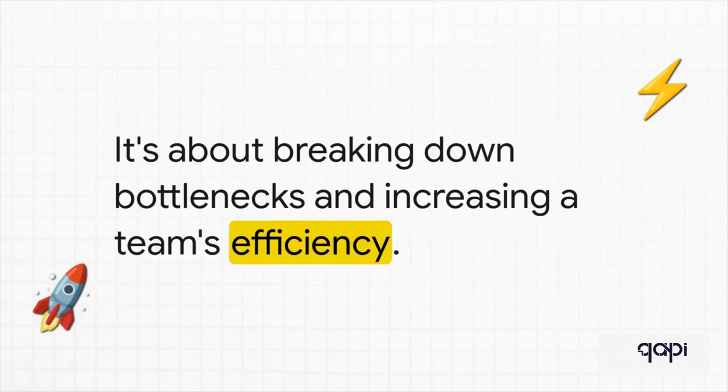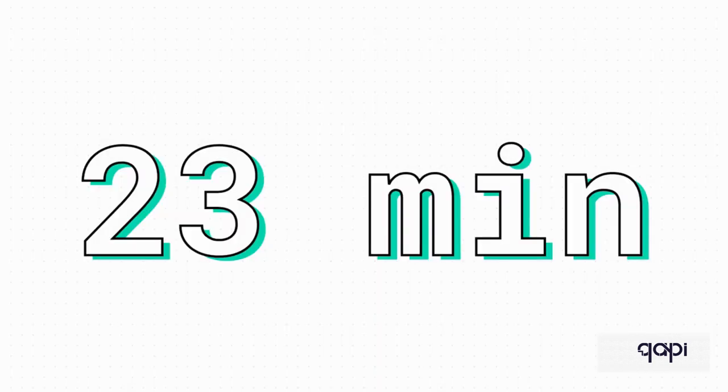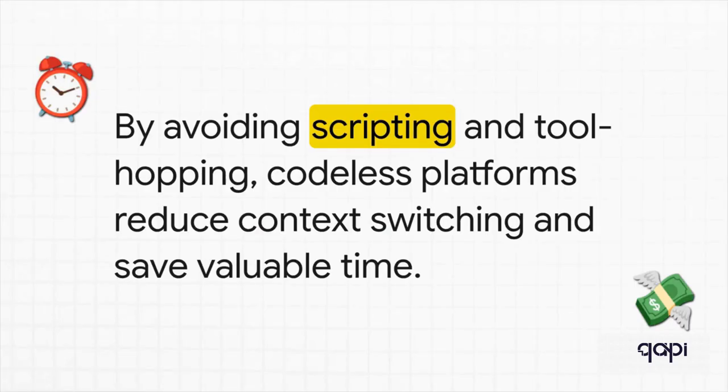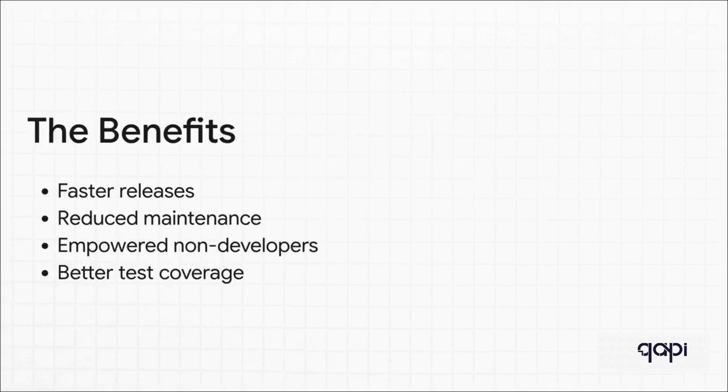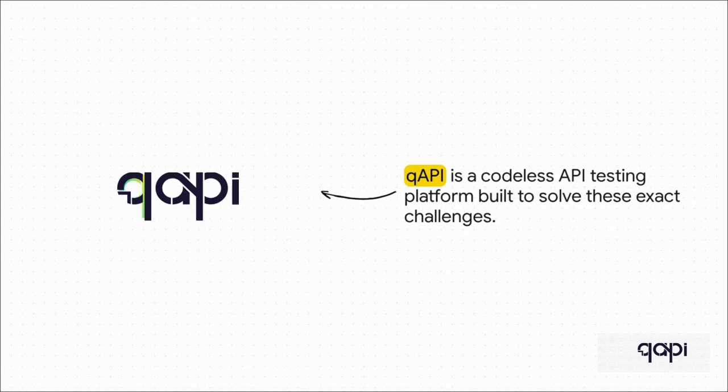So why does any of this matter? It's all about making your team faster and way more efficient. It can take a developer almost 23 minutes to refocus after just one interruption. That's a huge time sink. Codeless testing cuts down on that expensive context switching between different tools. It keeps you focused. So you get faster releases, less maintenance, and you empower the whole team to actually own quality. And platforms like qAPI are built for exactly this, from tricky authentication to those complex chained workflows.